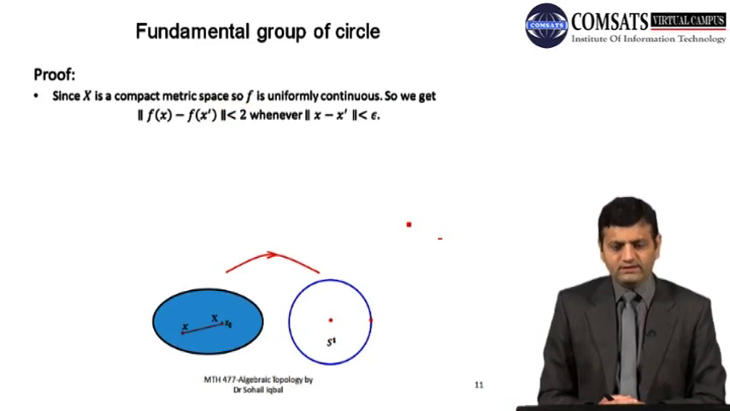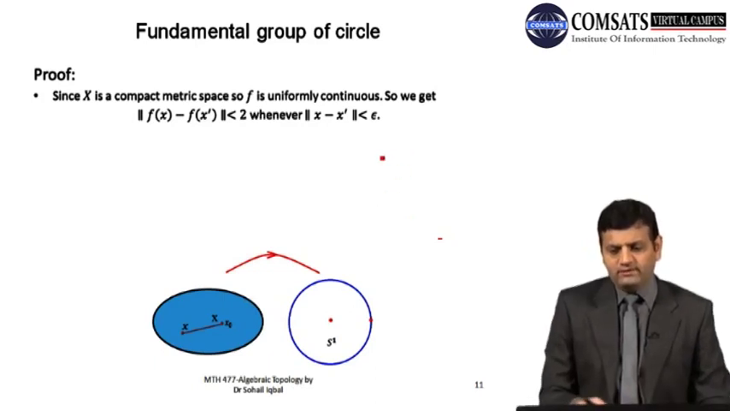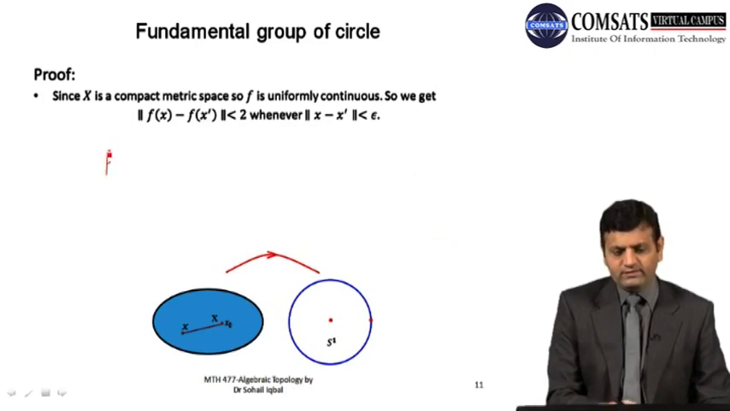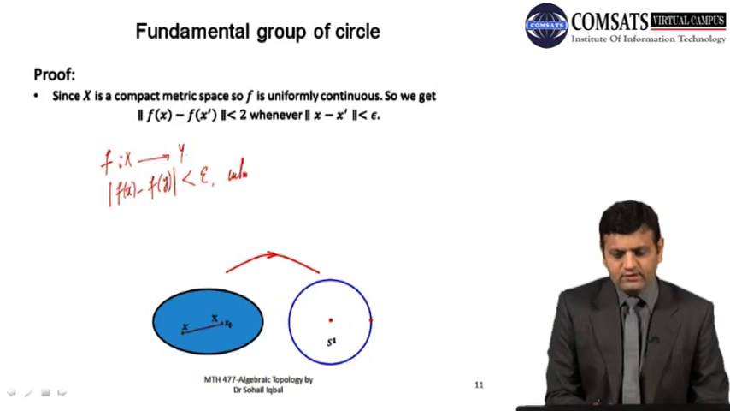We have seen that there is a condition on X that it's a compact metric space. So f is uniformly continuous. If we have a continuous function from a compact metric space to any space Y, then f is uniformly continuous. So what is uniformly continuous? Uniformly continuous says that the distance between f of x and f of y is less than epsilon whenever the distance between x and y is less than delta.